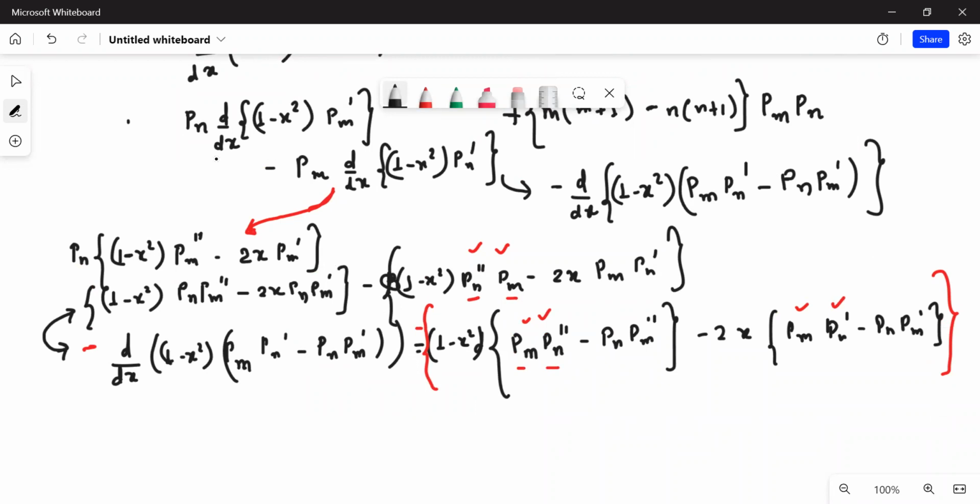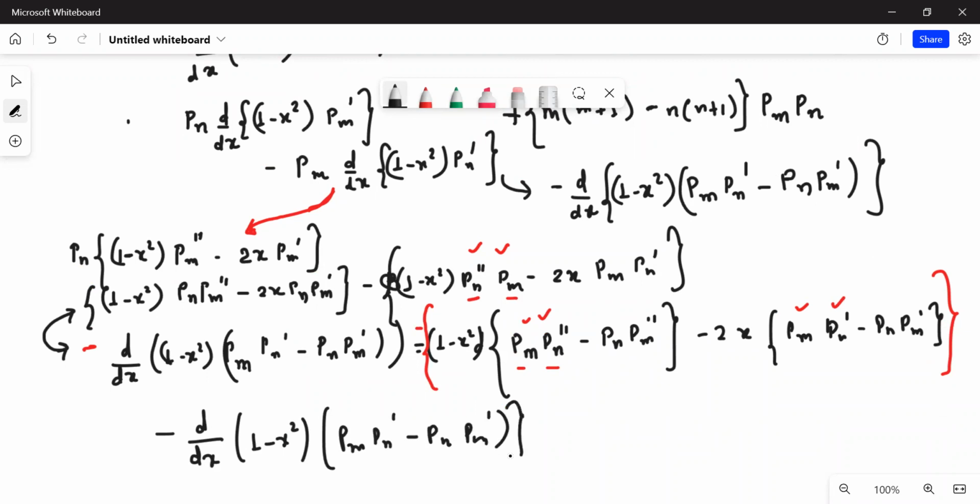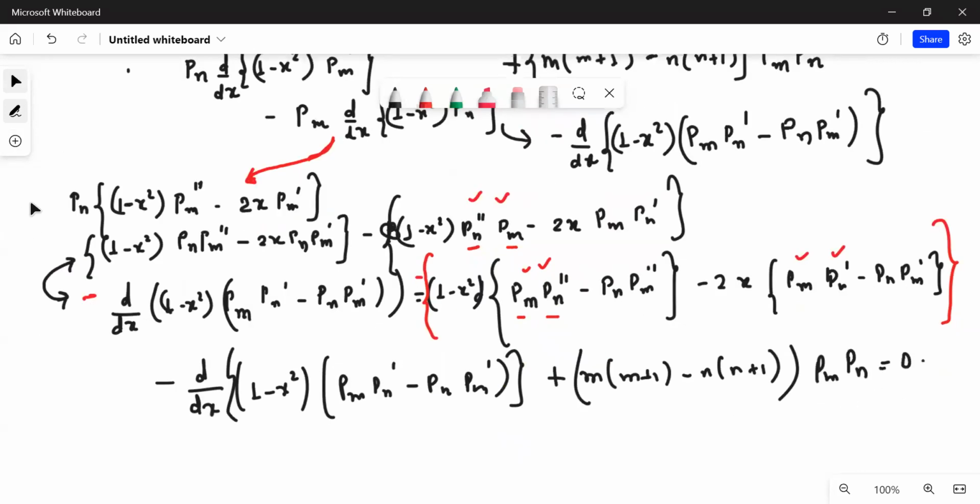But this term here, I can write it as minus d by dx of 1 minus of x square. And then I have this term pn dash. And then I have minus pm dash. And then I have plus m into m plus 1, and then I have n into n plus 1, and then I have pm, and then I have pn equal to 0. Is that clear or not clear? ठीक है, या फिर एक काम करो, इस पूरे को उठाकर वहीं फेंक दो, सबसे आसान.